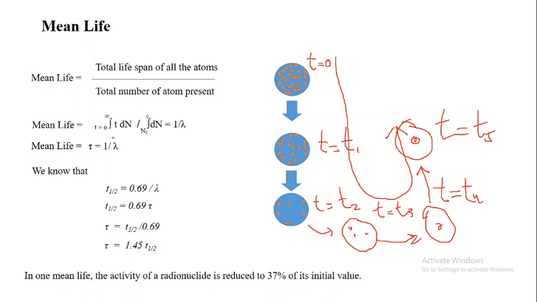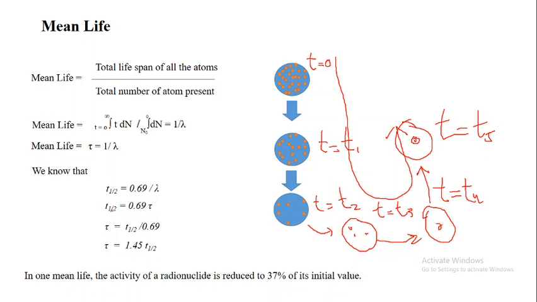So the total, if we calculate and get the solution, it is equal to 1 by lambda. So mean life tau is equal to 1 by lambda. We know that half-life is equal to 0.69 divided by lambda, as we have studied in the previous slide. So t half is equal to 0.69 times 1 by lambda, which is tau. Putting the value of 1 by lambda here, it is just tau.